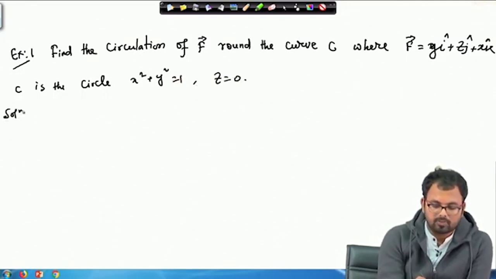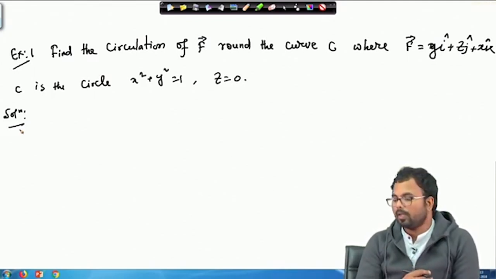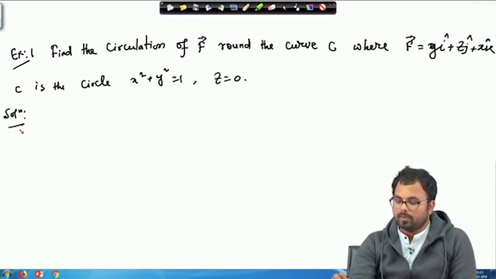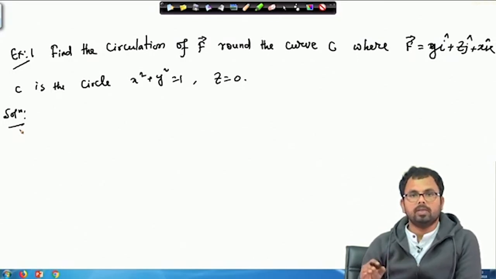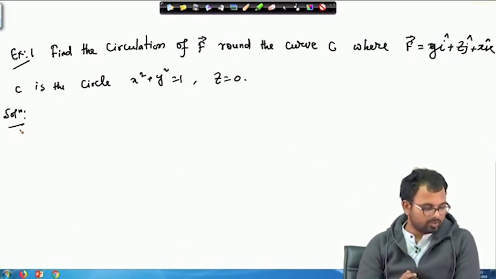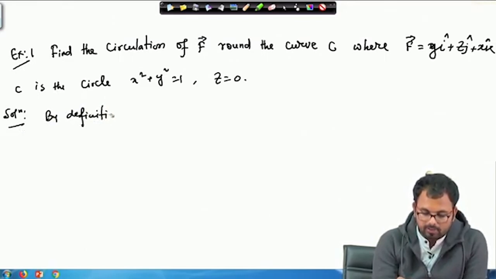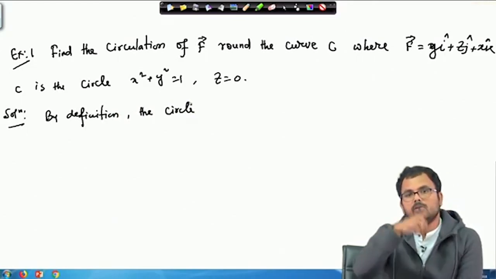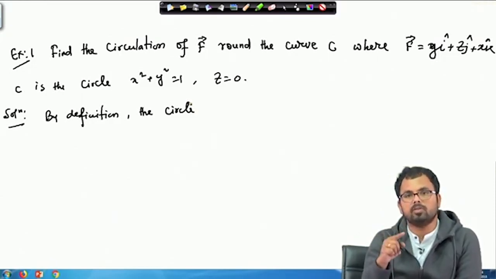So basically here we have to find the circulation of this function f around a curve C, where f is a function of x, y and z. C is the circle given by x square plus y square equals 1 and z equals 0. So our curve is in the xy plane, and the given equation of the curve is a circle. Since it is a simple closed curve, any line integral along that simple closed curve will be circulation.